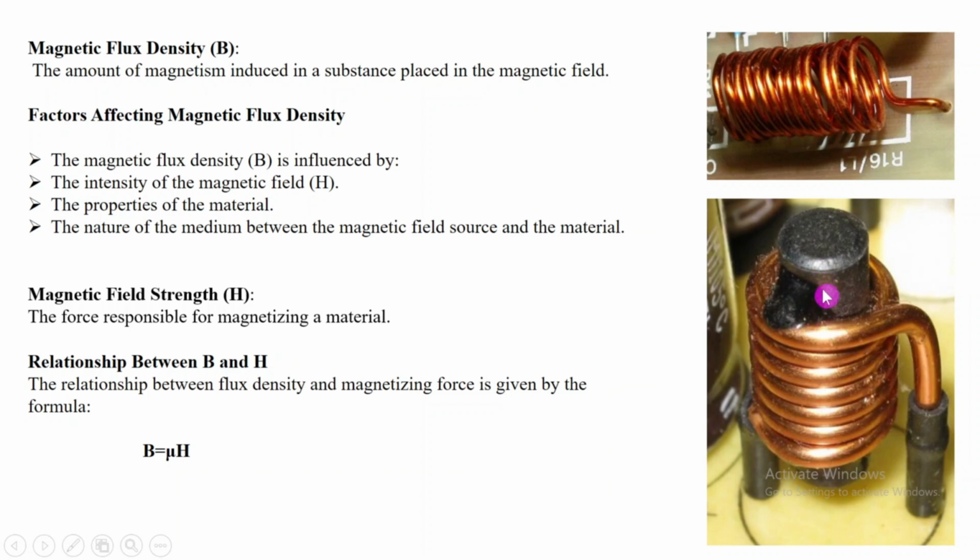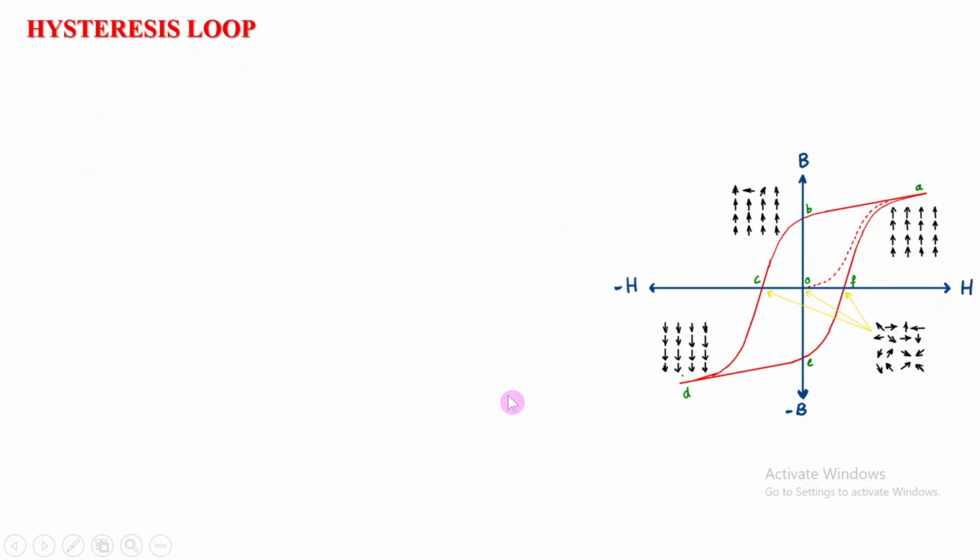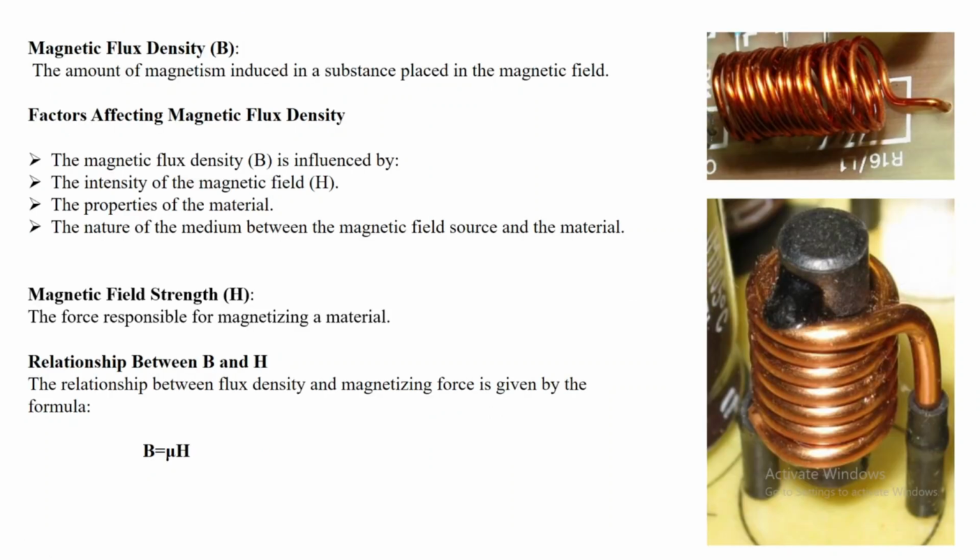Okay, so here the permeability of this material will also add with the external magnetic field. So this is the permeability of the material which is adding with the external magnetic field, and it will give us the internal magnetic field of that soft iron.